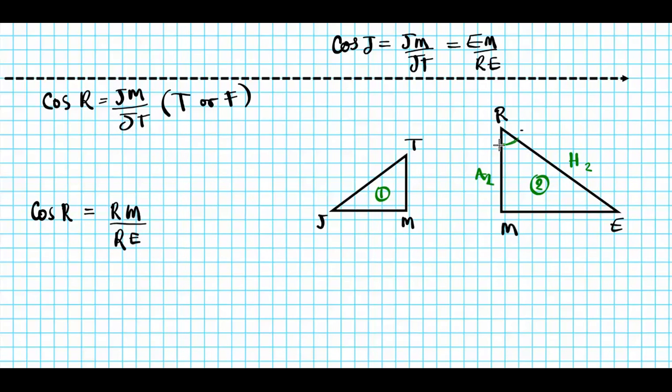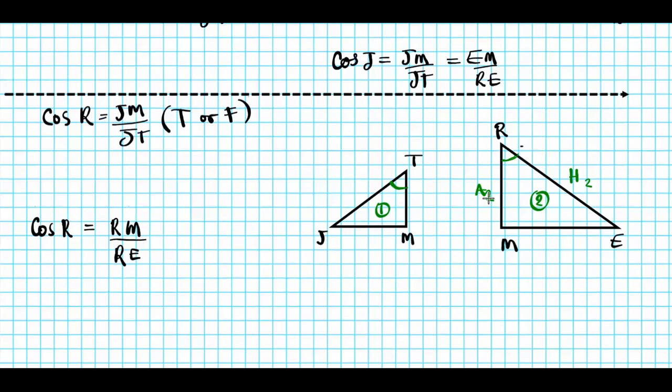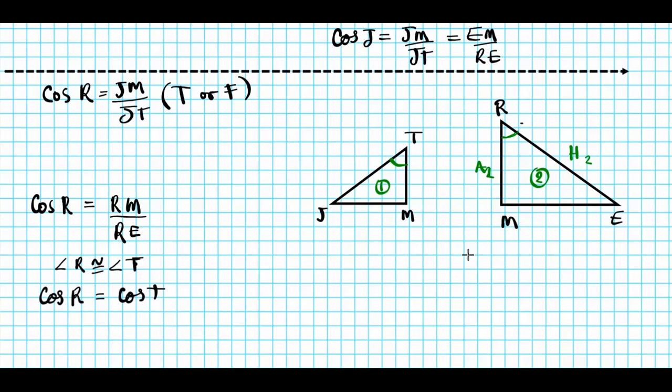We're looking at using the cosine of this angle and the ratios from this triangle. But what do we know? We know that angle R is congruent to angle T because they are corresponding angles. So let's write that down. Angle R is congruent to angle T. So what does that mean? It means that cosine R is equal to cosine T. Okay, so let's go ahead and figure out what cosine T is in this problem.